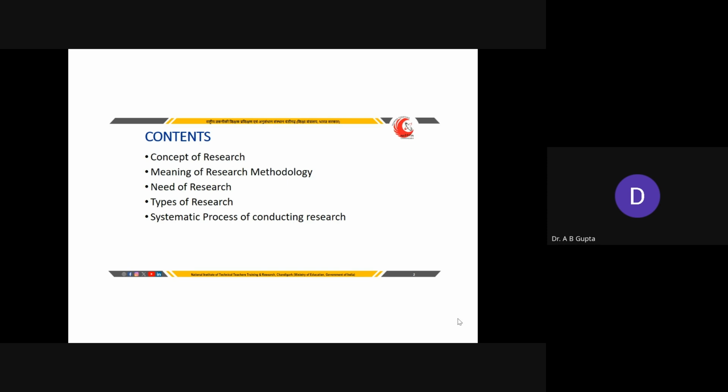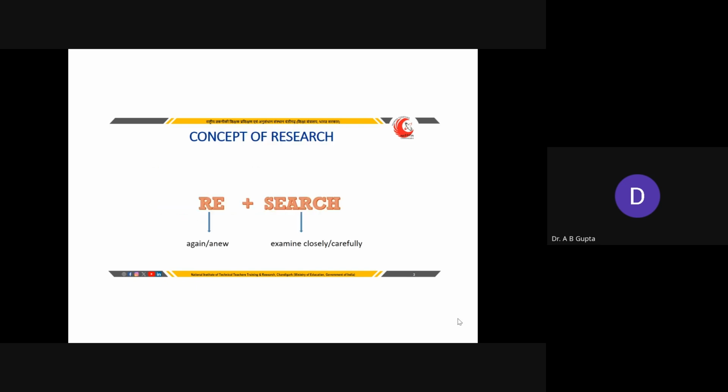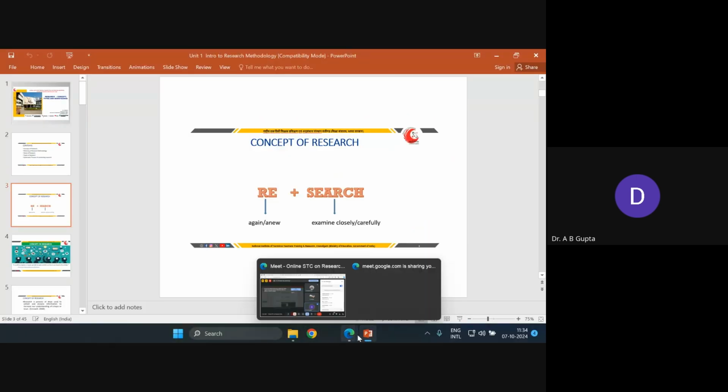So let us come to the first aspect. What do we mean by research? My friends, research consists of two words. One is re, and the second one is search. So re plus search, that is your research.